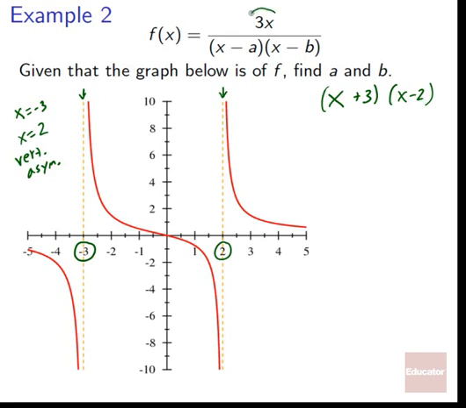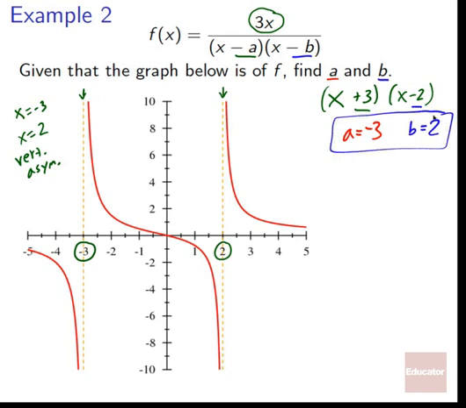We don't have to worry about it interfering with our numerator because 3x doesn't have any common factors with x plus 3 or x minus 2. They're very different linear factors. So at this point, we're ready. We want minus a to be plus 3, so a must be equal to negative 3 because it comes out to be positive 3. So there's our a. And for b, minus b is negative 2, so it must be that b is equal to positive 2. And there are our answers.